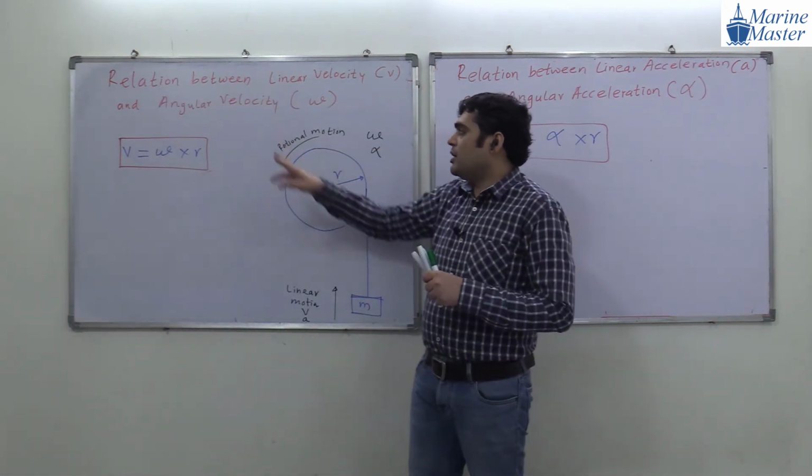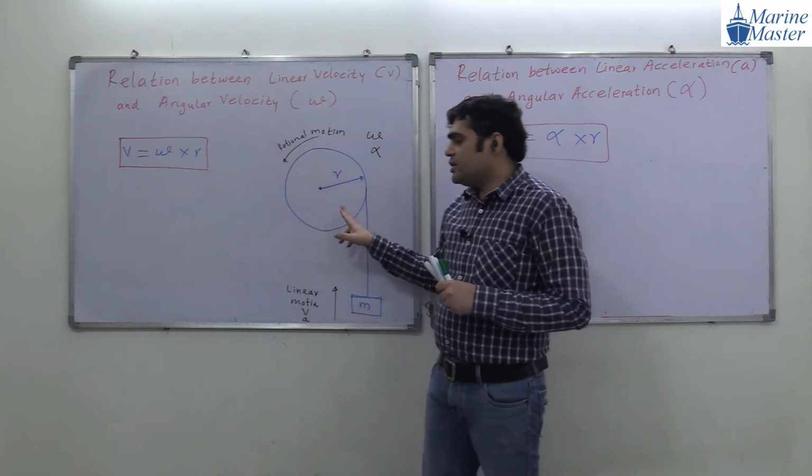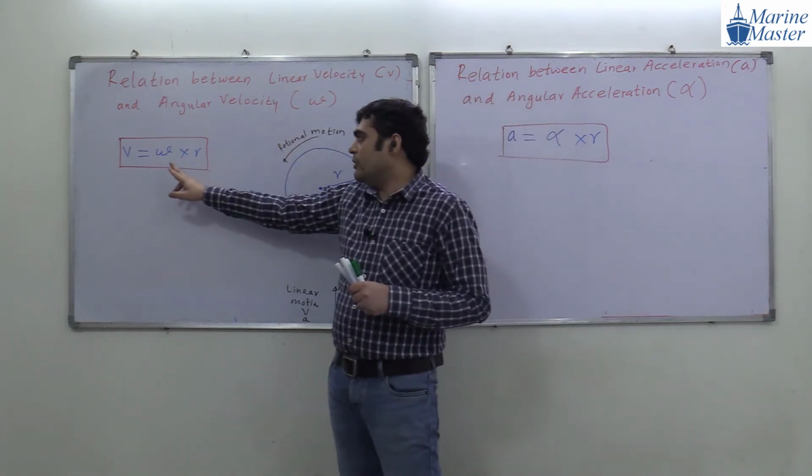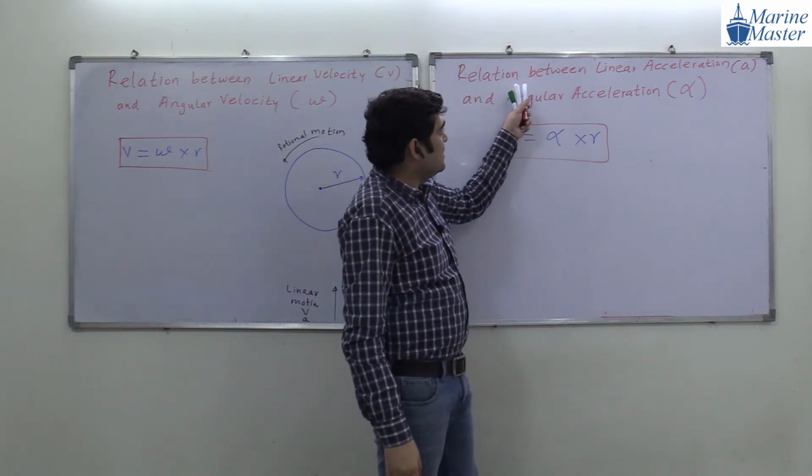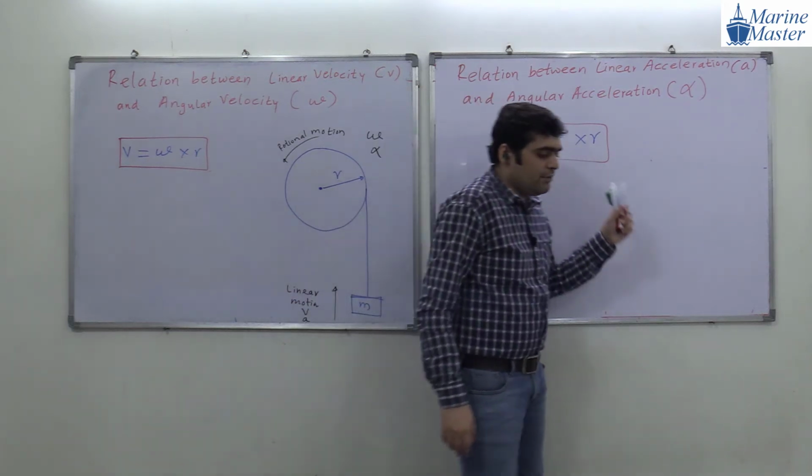So first of all, guys, give this heading. Draw this drawing. Write down V is equal to omega into R. Below that, give this heading and write down this one. Okay, everyone, please write down.